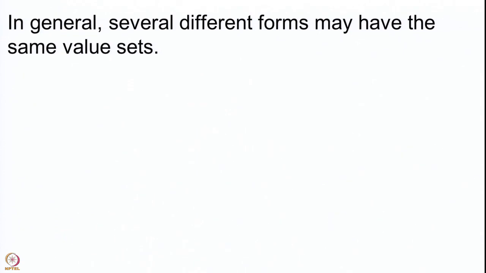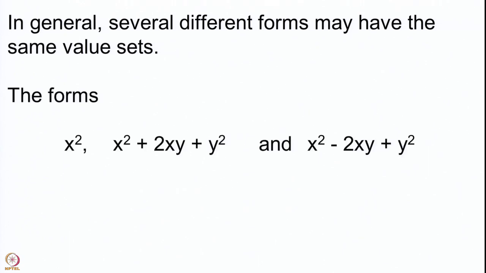So this can actually happen many times, it happens quite often. There might be several different forms which may have the same value sets, and an example can be readily given. You may take these forms. So these are three forms.